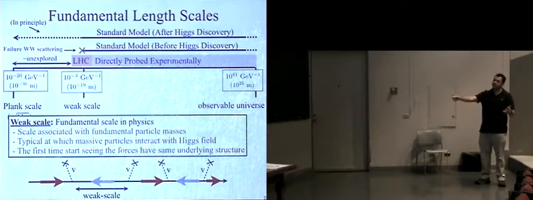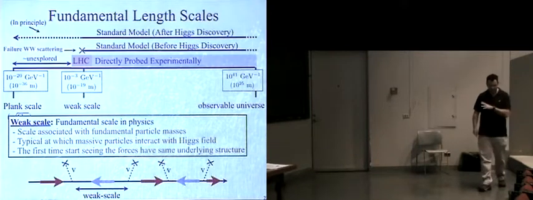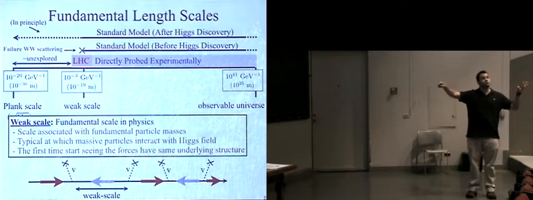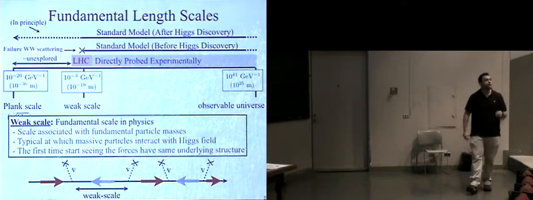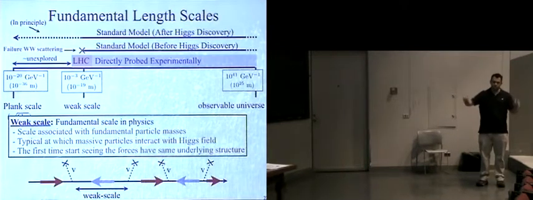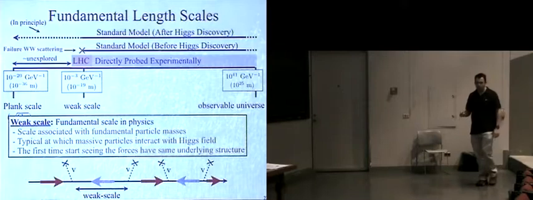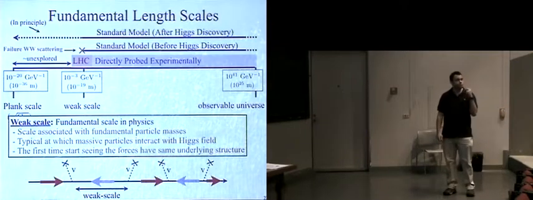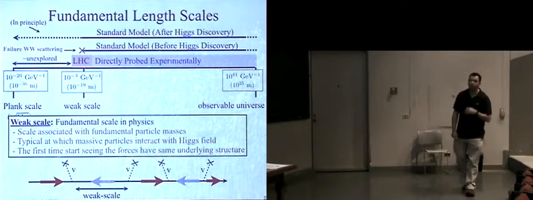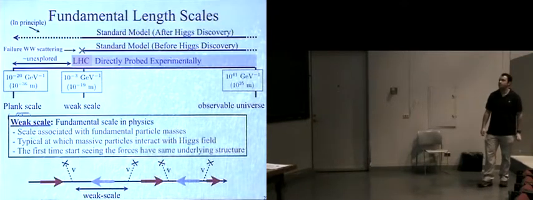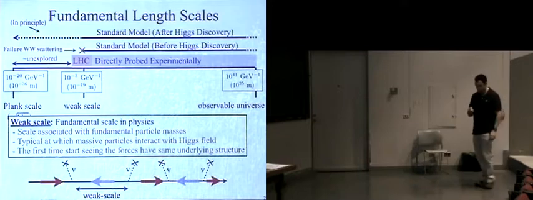Another way of thinking about it is that it's the first distance scale at which all the different fundamental forces start looking alike. We said that we have these four forces in nature that seem very different, but at small scales we have found that they operate under the same mathematical structure, and it's at this weak scale that you first start really observing that.